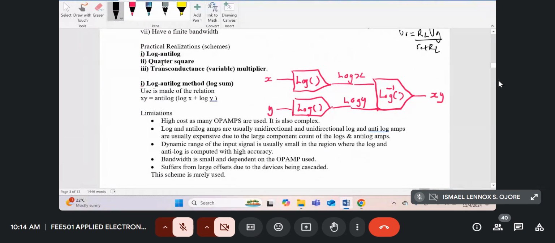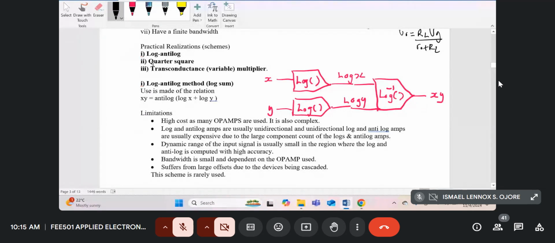Now the next implementation was the quarter square technique, or the quarter square scheme of implementation. So that is what you're going to look at today. If we get time, we'll also introduce the transconductance method, or sometimes it's called the variable transconductance method of implementation. So the resultant multiplier is called a variable transconductance multiplier. This is the third scheme, and this is actually the most common scheme that we use.